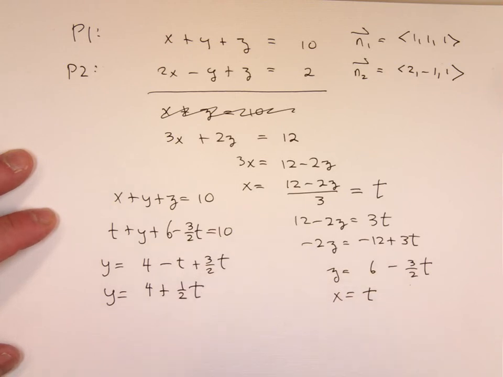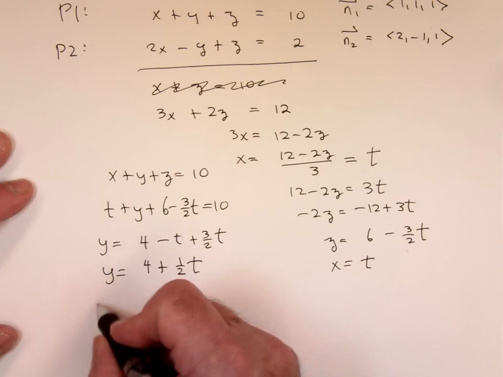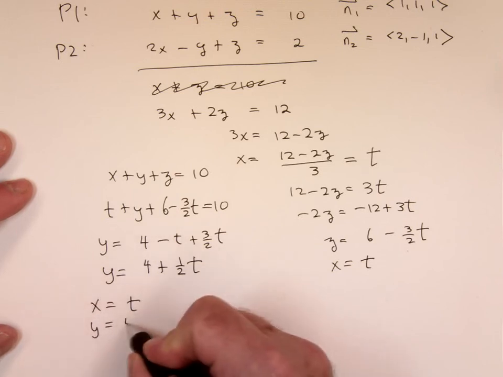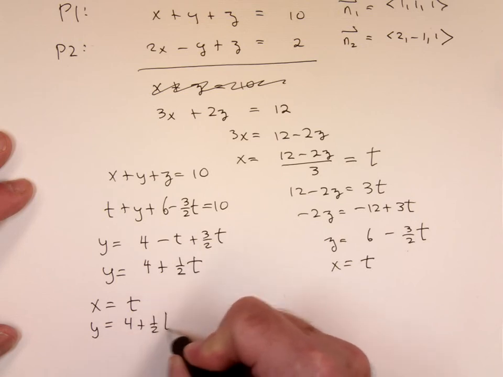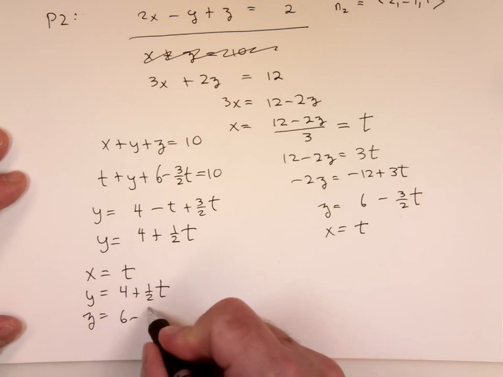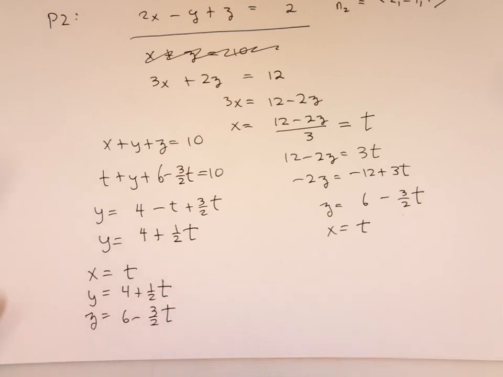Okay? So here's the line of intersection between these two planes. The line of intersection is x equals t, y equals 4 plus 1/2 t, and z is equal to 6 minus 3/2 t. That's their line of intersection. Equation of a line in parametric form.